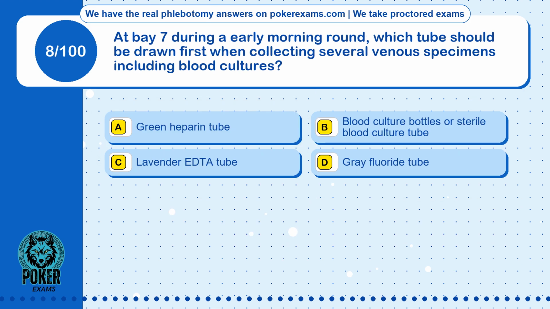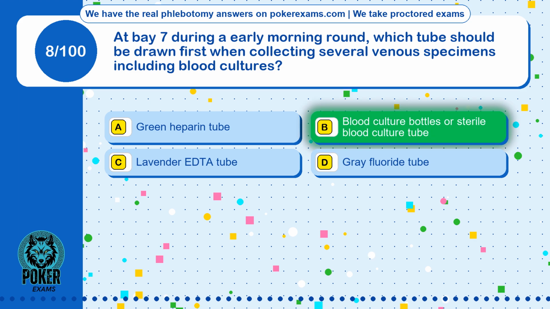Question 8. At Bay 7 during an early morning round, which tube should be drawn first when collecting several venous specimens including blood cultures? Option A. Green heparin tube. Option B. Blood culture bottles or sterile blood culture tube. Option C. Lavender EDTA tube. Option D. Gray fluoride tube.